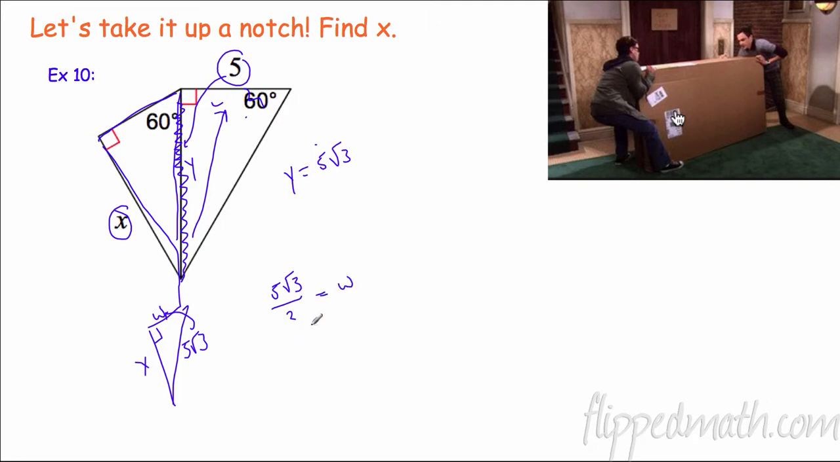Well, this is kind of nasty, isn't it? That's a fraction. So this is 5 radical 3 over 2. That's okay. We can use fractions. All this is, I'm going to rewrite this so it doesn't look so bad. This is 5 halves times radical 3, okay?